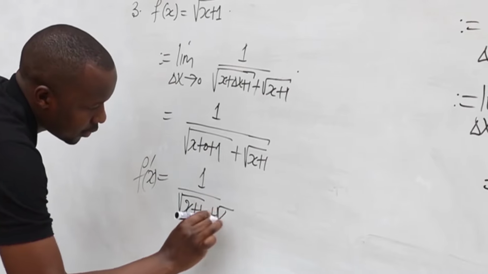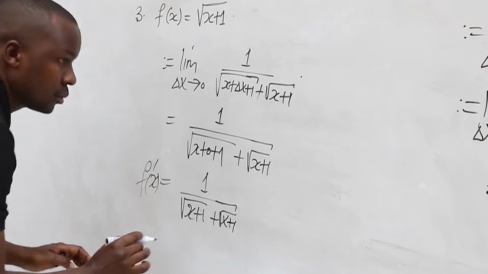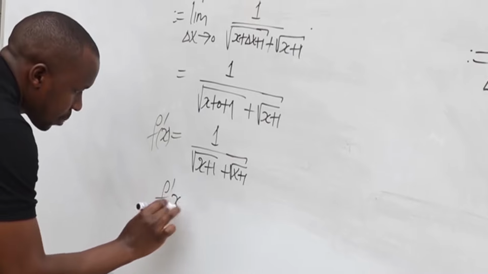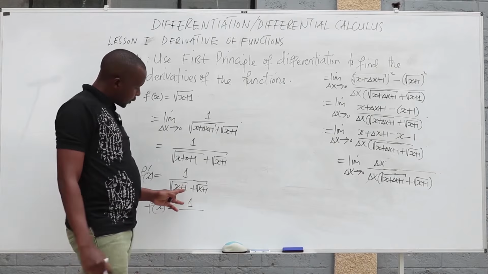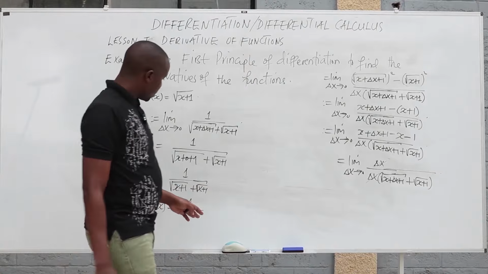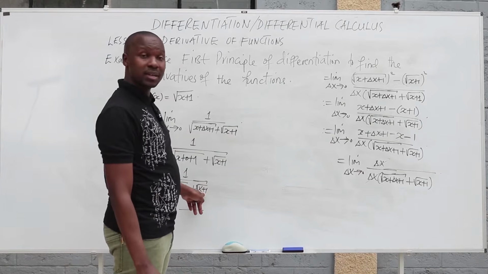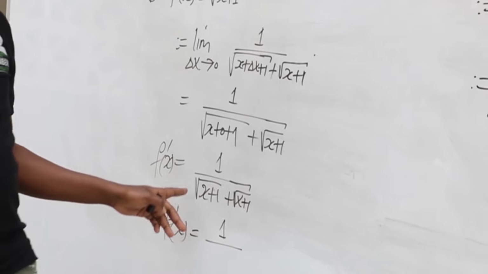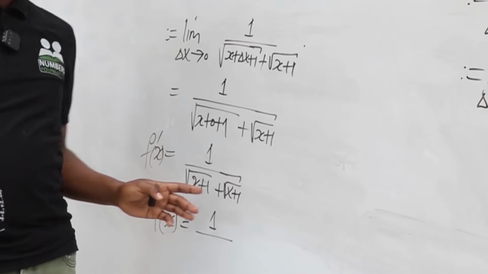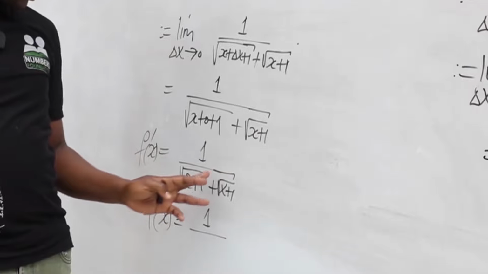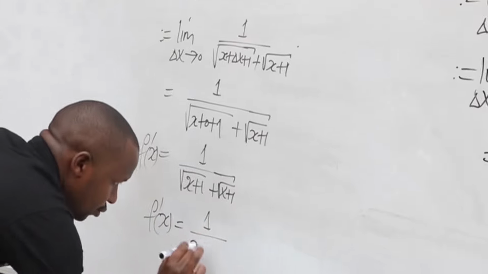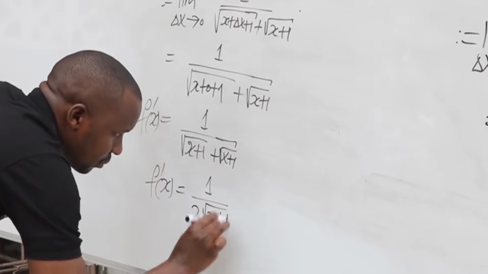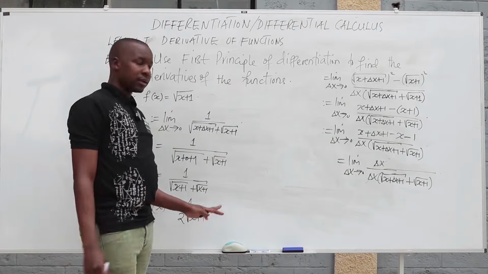We plus x plus 1. So it becomes 1 over the radical of x plus 1 plus the radical of x plus 1. Because now the radicands are the same and the indexes are 2 and 2, we are allowed to add the coefficients, the outside numbers, 1 plus 1. So we get 2 root of x plus 1. And now this becomes the derivative of the function.